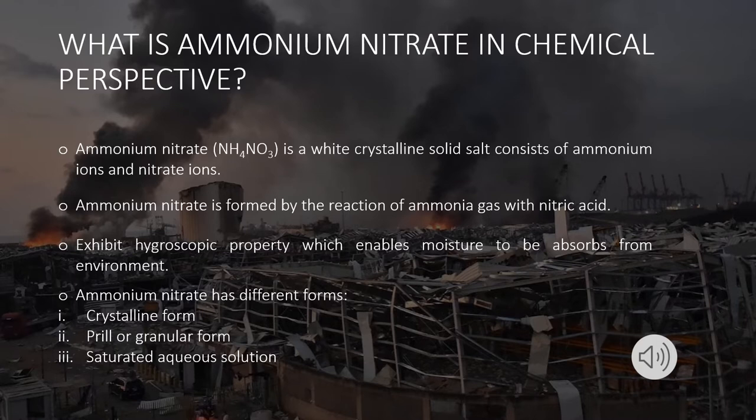So, ammonium nitrate, with a chemical formula of NH4NO3, is a white crystalline solid salt consisting of ammonium ions and nitrate ions that are highly soluble in water. Ammonium nitrate is formed by the reaction of ammonia gas with nitric acid in an exothermic reaction to develop a concentrated ammonium nitrate liquid solution.